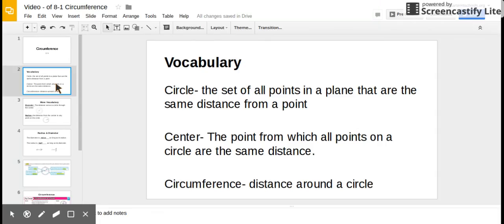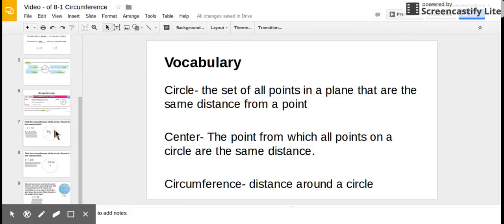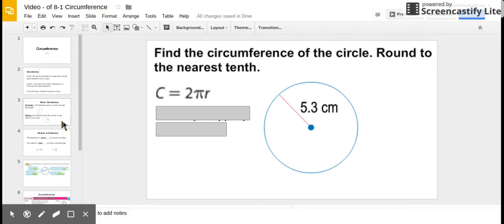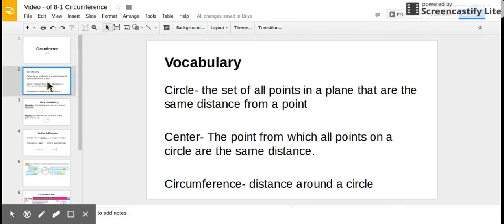A circle is the set of all points in a plane that are the same distance from a point. So for a circle, you can pretend there are all these points around here, and they're all the same distance from the center of the circle. The center is a point from which all points on the circle are the same distance, and the circumference is the distance around the circle.